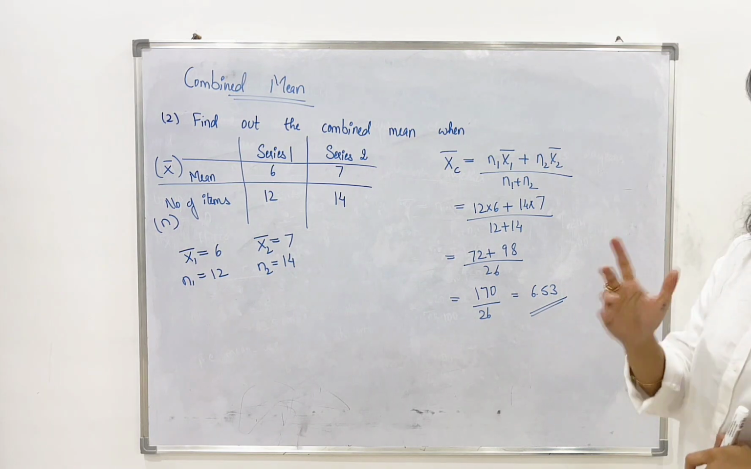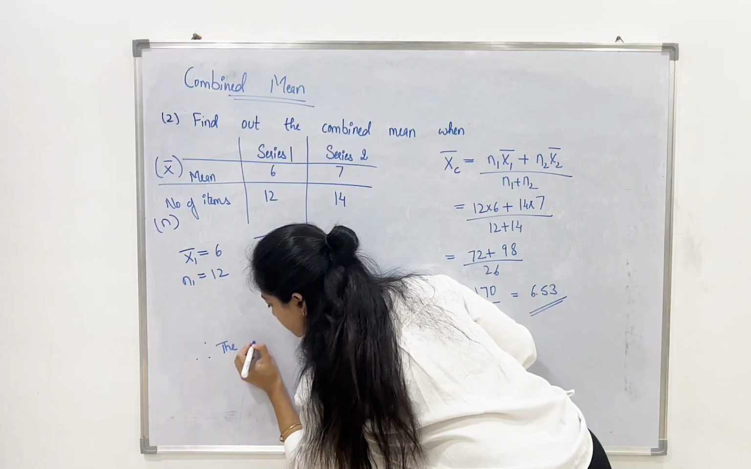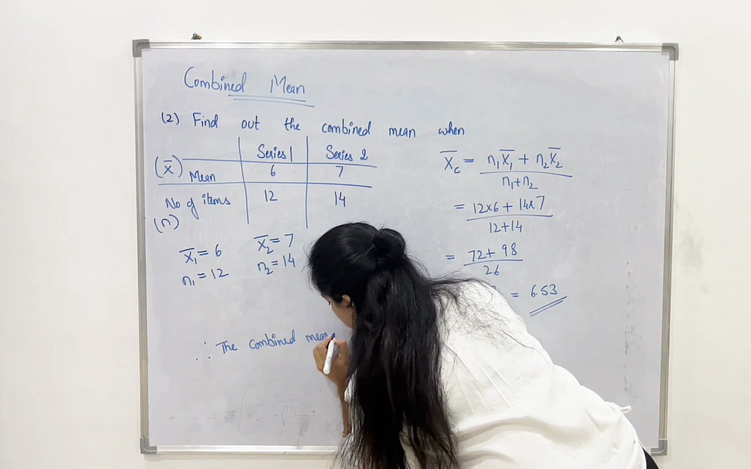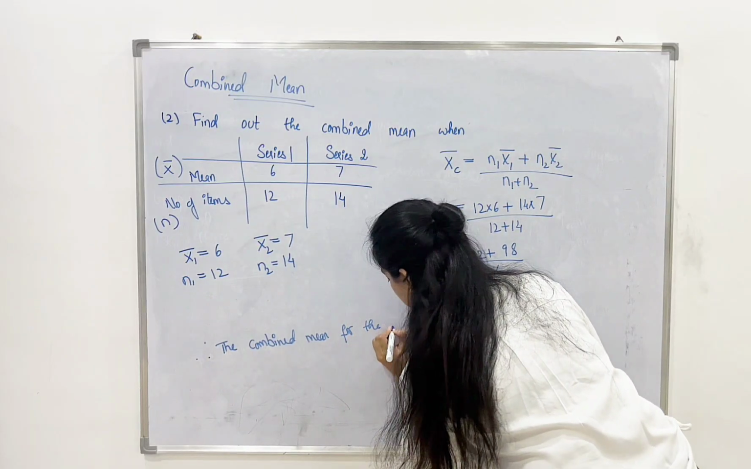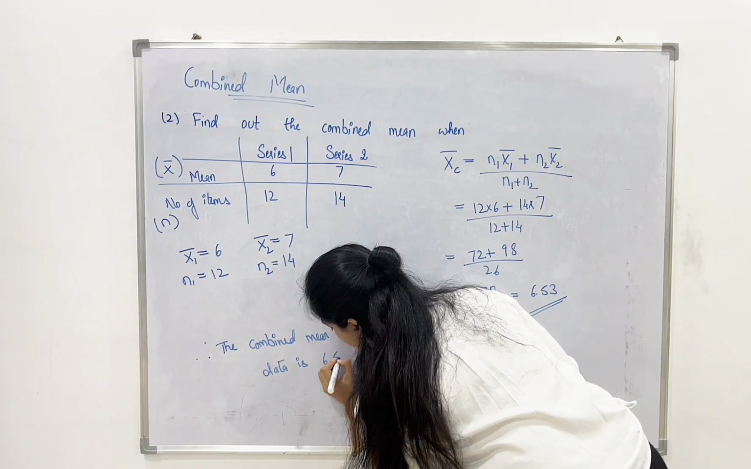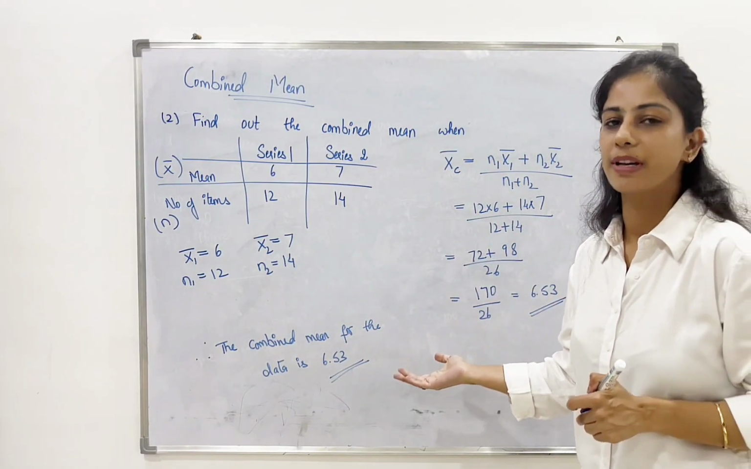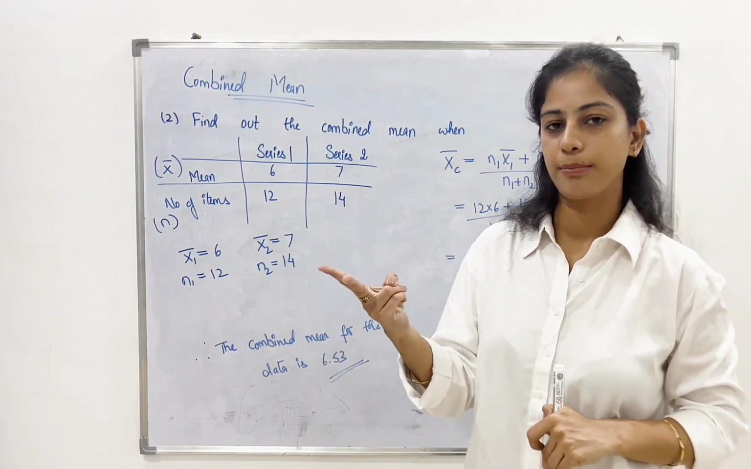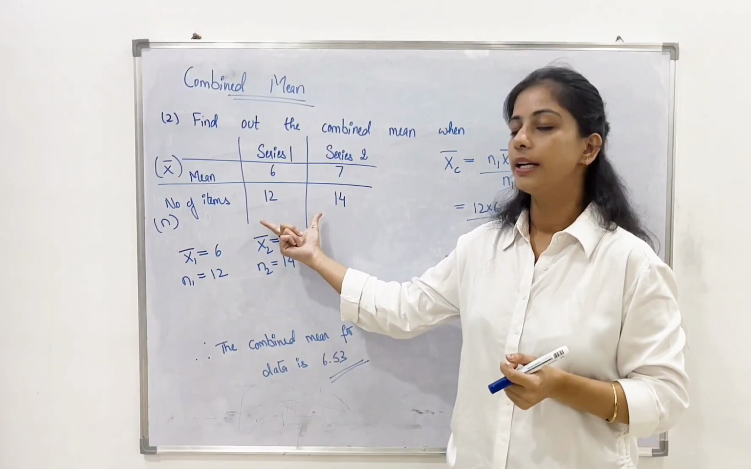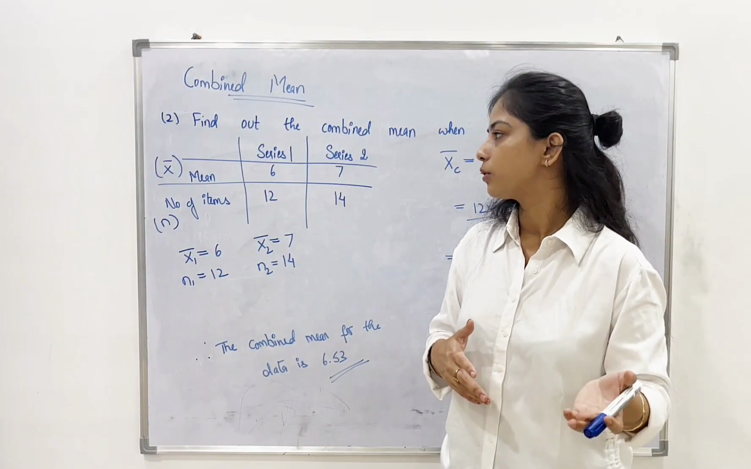And in the end, don't forget to write the conclusion again. The combined mean for the data is 6.53. So this is how we can solve the problems based on combined mean. I have done two examples. One when the word problem kind is given to you, and the other when it is given in the statement form. You can use it based on the data given.